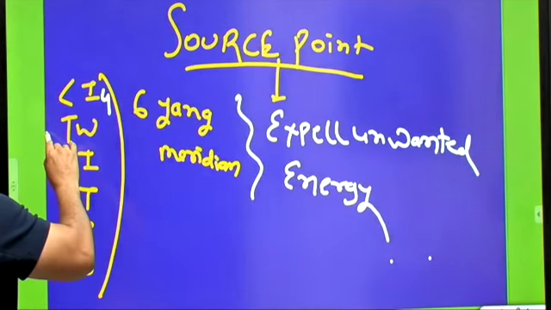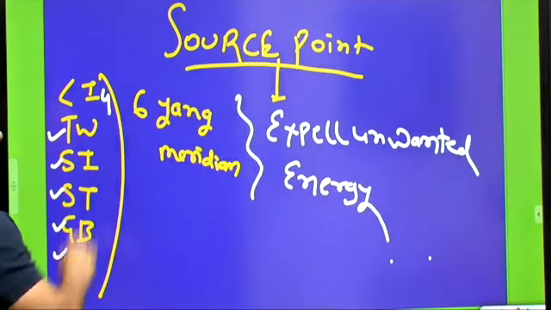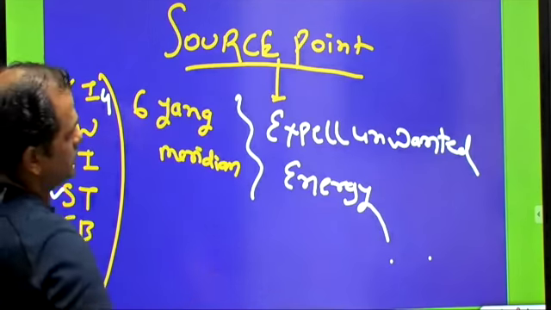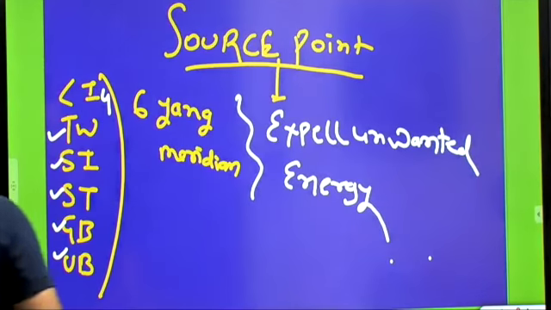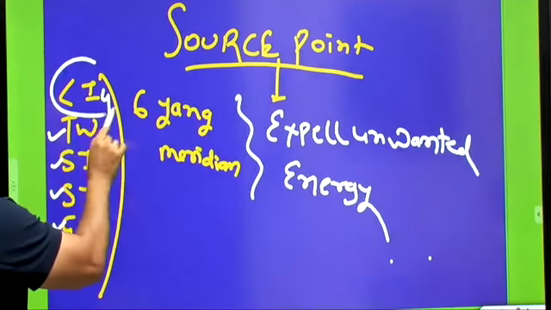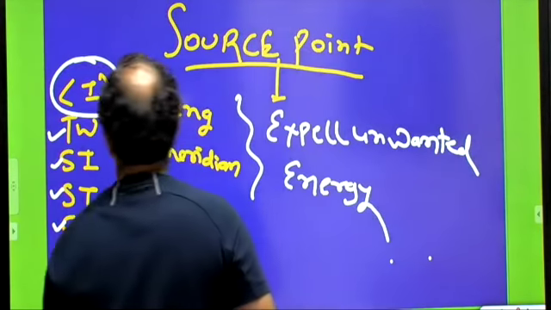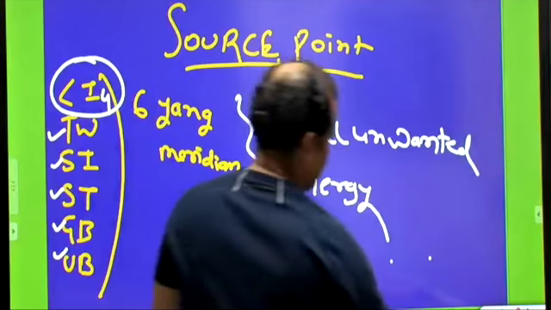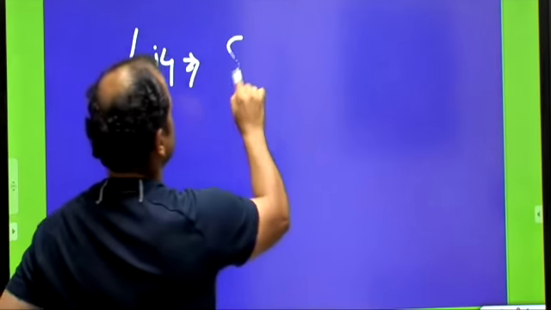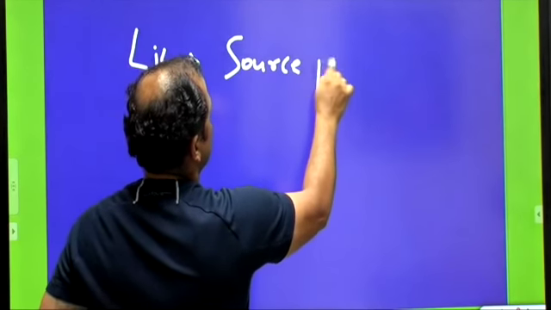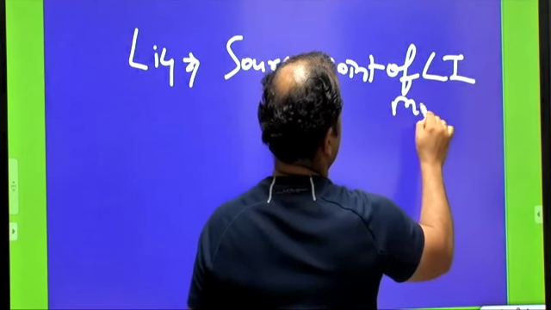And if we stimulate the source point of triple warmer, small intestine, stomach, gallbladder, and urinary bladder, who will expel the unwanted energy? So all the source points of the yang meridians are expelling the unwanted energy. So LI4 also expels the unwanted energy. LI4 is the source point of large intestine meridian.